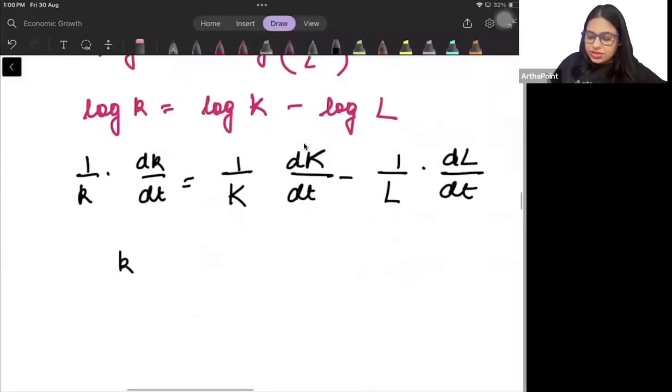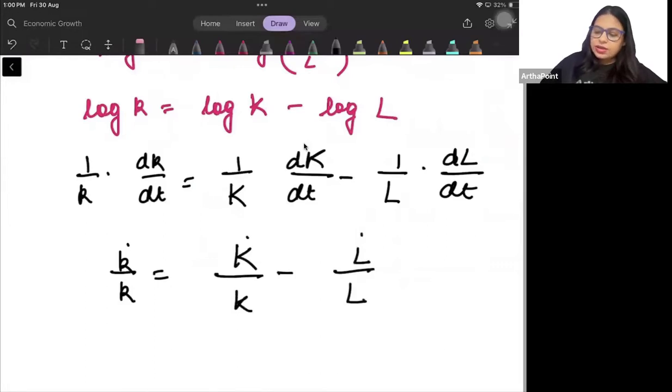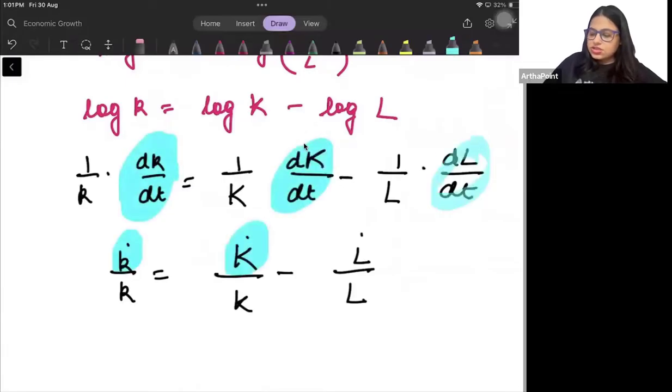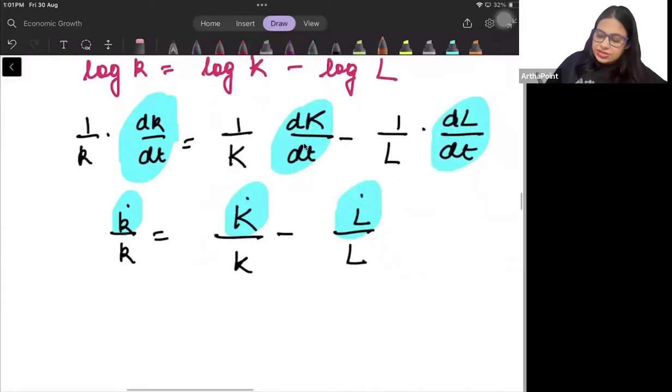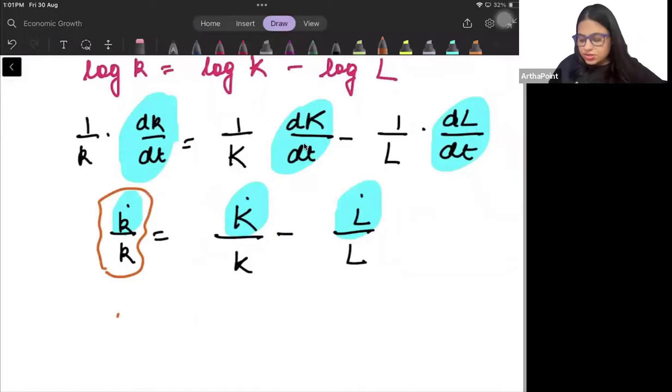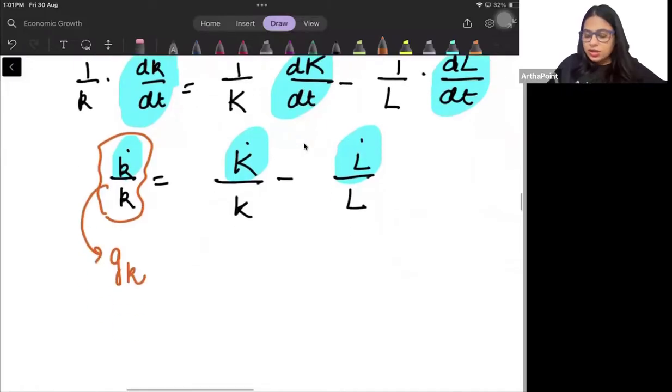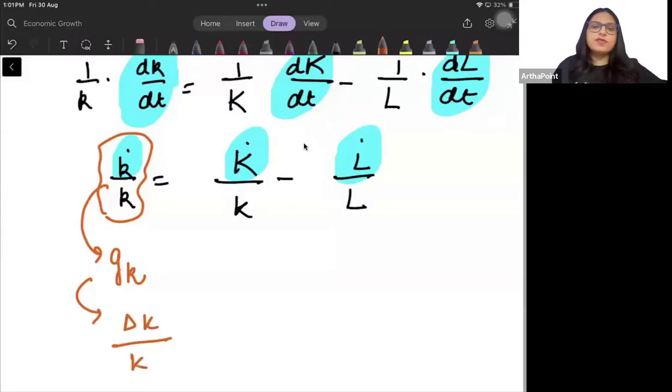And this can be written as k dot by k is equal to capital K dot by K minus capital L dot by L. इस पार्ट को I have written as k dot, इसको capital K dot, इसको capital L dot. Notice that this part, ये वाला हमारा जो पार्ट है, this is growth rate of capital per worker. इसका definition ही होता है growth rate का, that how capital changes over time by the initial value of capital.